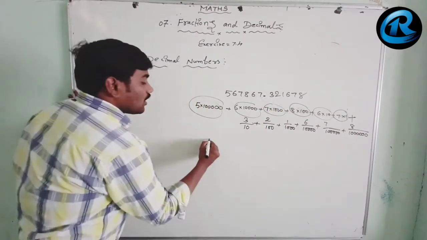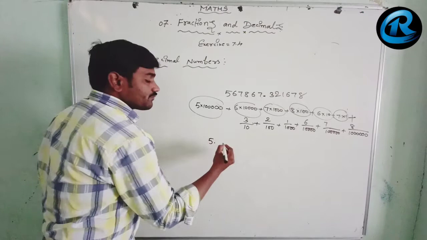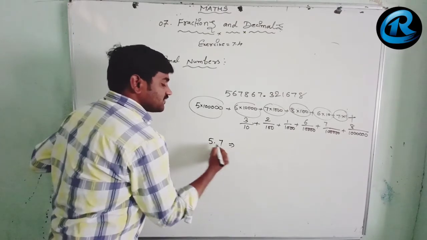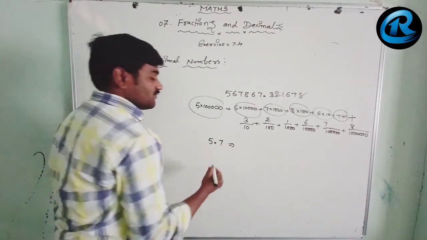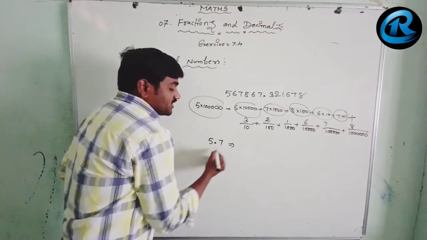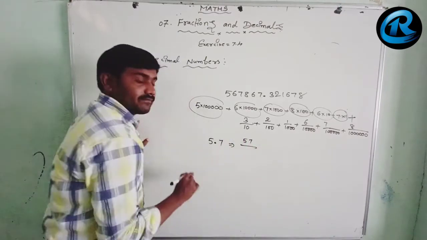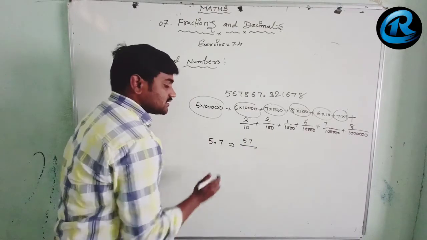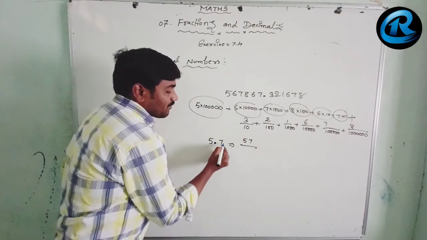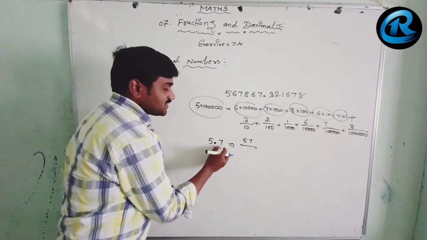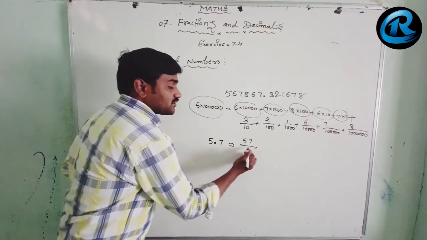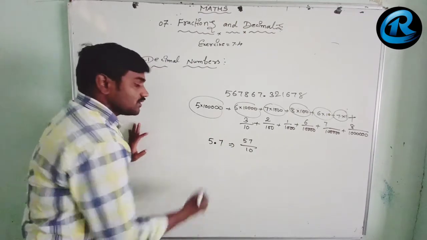So let us see how to change the decimal numbers into fractions. Suppose 5.7 is there. How to change it to the fractional form? This 57. To change it to the fractional form, simple. You write the complete number 57 as it is. Discount the decimal point. How many digits are there after the decimal point? Only one digit. This digit is in the tens place, so we will divide by 10.